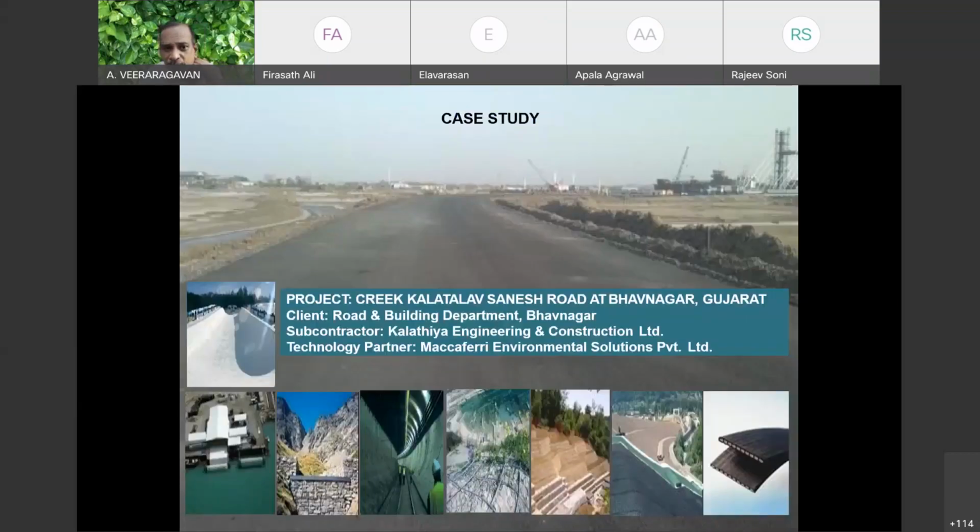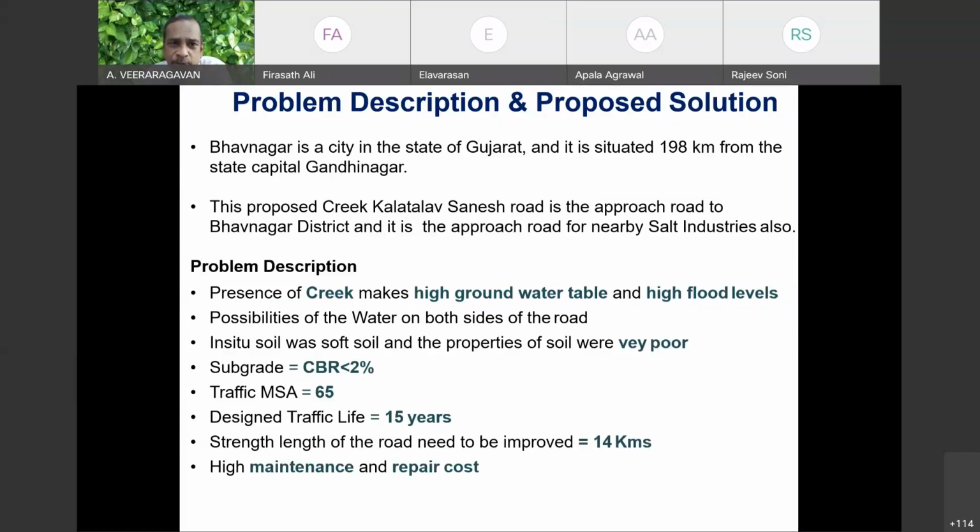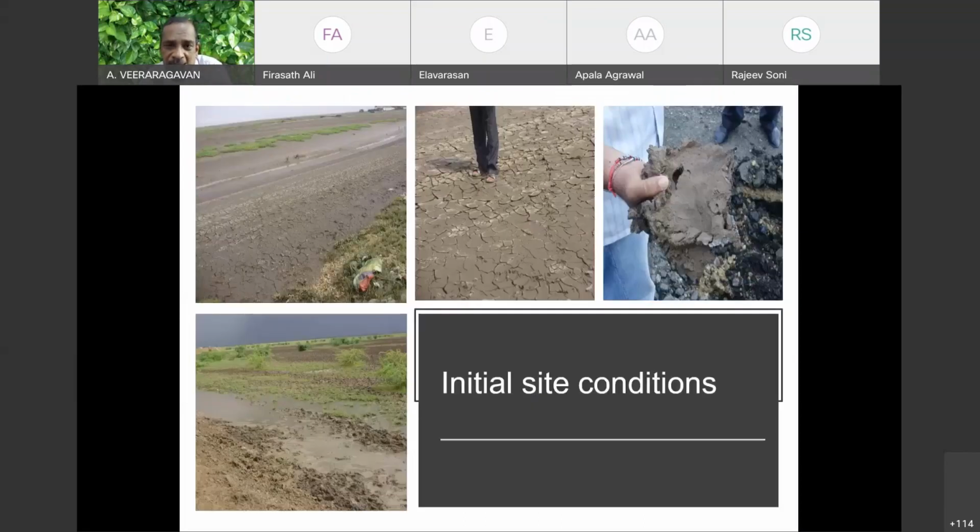This is a project of a road in Gujarat. Road was bad. It's about in the city of Gujarat. The presence of creek makes a high groundwater table. Soil was soft soil, CBR was less than 2. That's how the soil actually is. What is to be done? How to ensure a sustainable construction?